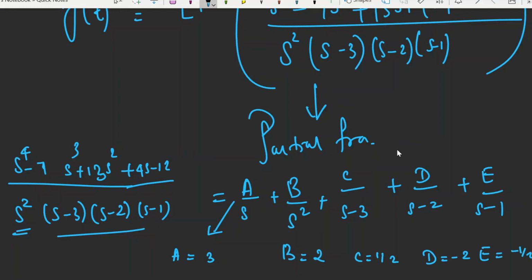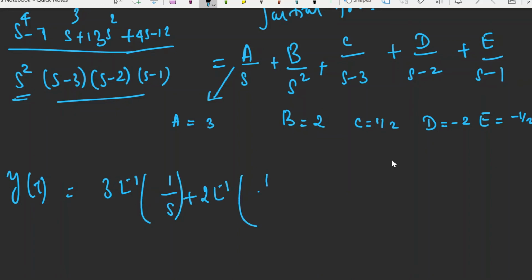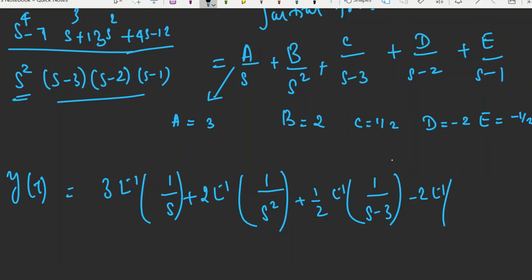Now we can take the inverse Laplace transform. So while taking the inverse Laplace transform, a value is 3 L inverse of 1 by s, b value is 2 L inverse of 1 by s square, c value is half L inverse of 1 by s minus 3, d value is minus 2 L inverse of 1 by s minus 2, e value is minus half L inverse of 1 by s minus 1.